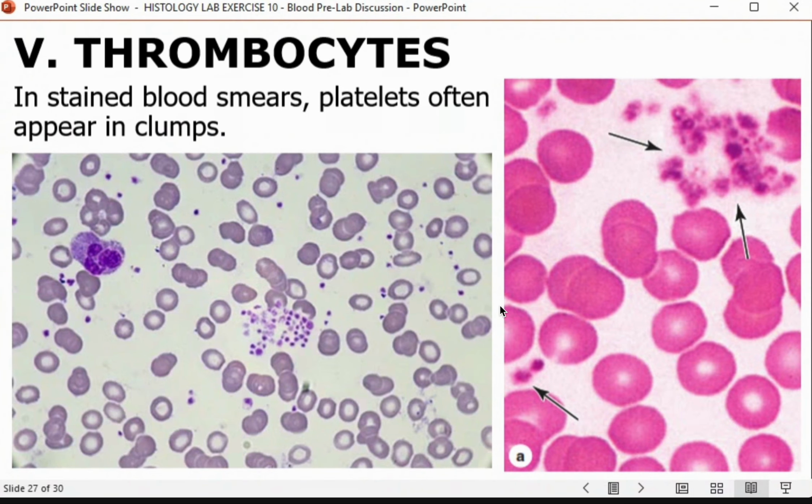In stained blood smears, platelets can also appear in clumps. We call this your platelet satellitism, where they all gravitate to a point where they connect to each other.